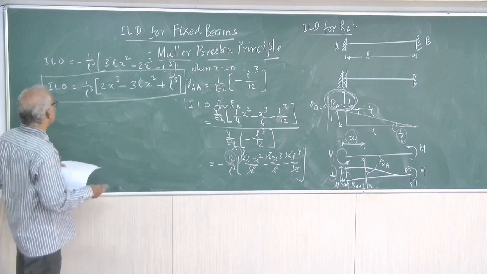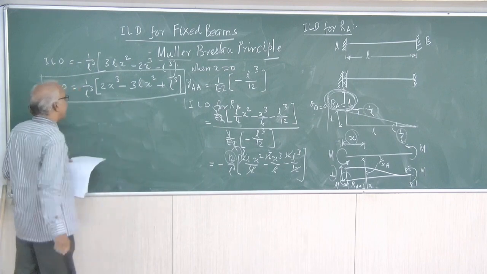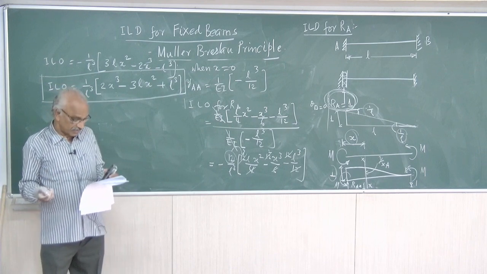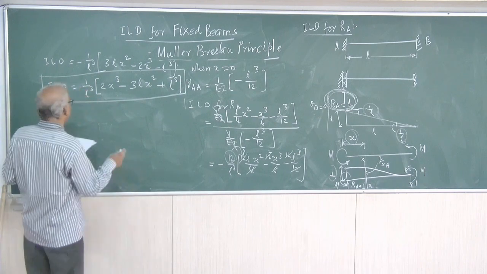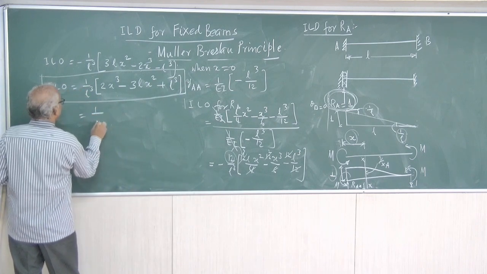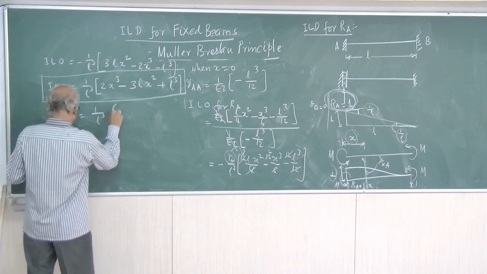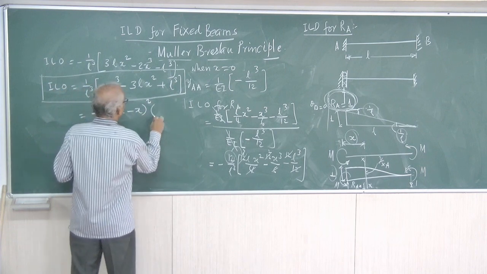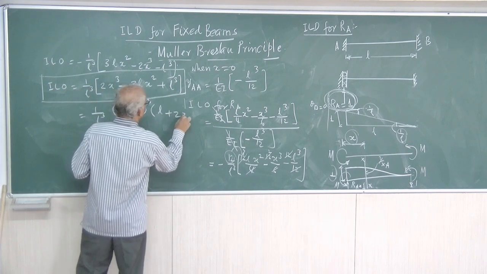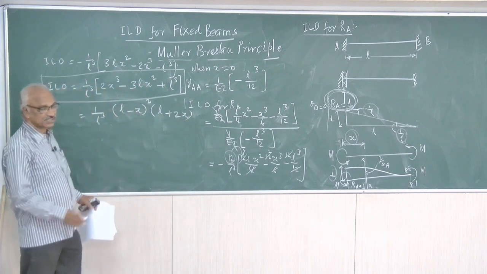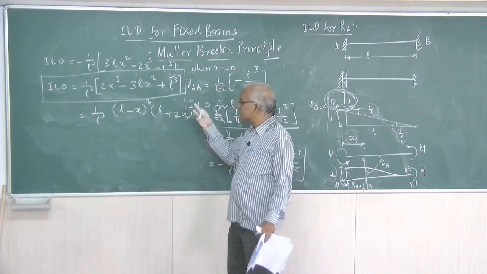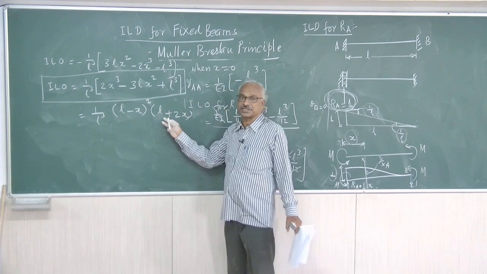This can also be simplified. When you refer to some book, they will give you this as equal to 1 by L cube into L minus x whole square into L plus 2x. So this can be factorized. All of you will be familiar with this. You can factorize this equation and get this form.